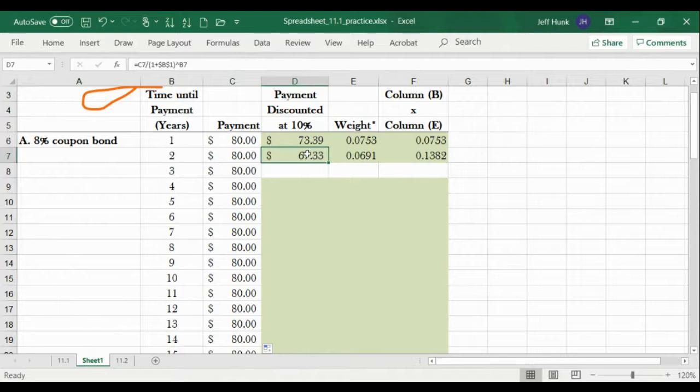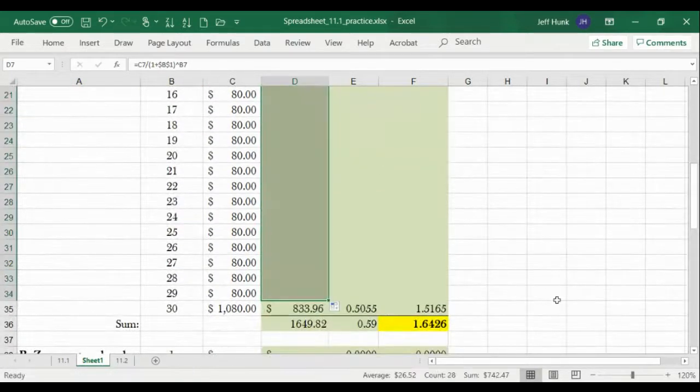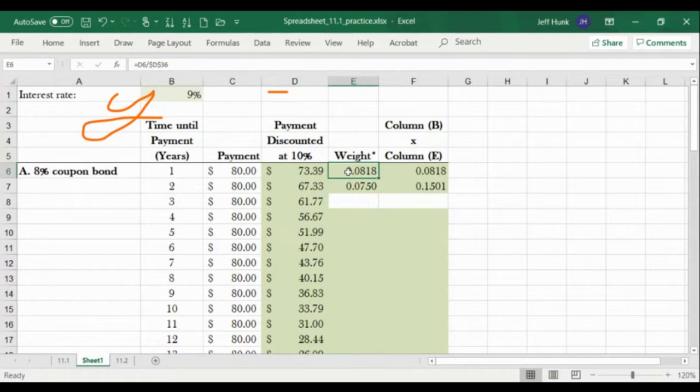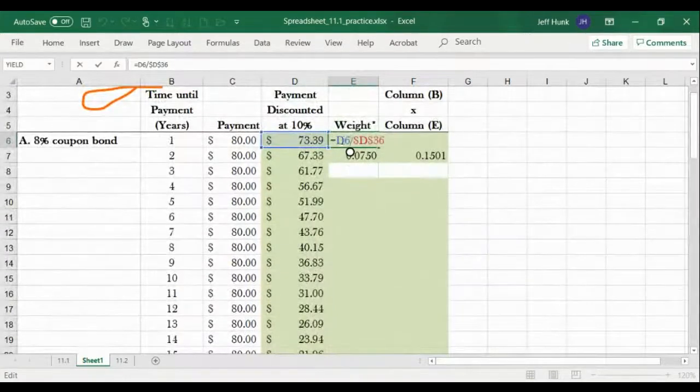Now, what I'm going to do is discount these cash flows, and there you go. And then I'm going to have to drag it down all the way. Okay, there you go. And 833, let me make sure this is pointing to, it cannot be B8, right? It'd be B35, because it's 35. Okay, everything's good. And weight, yeah, D36. Okay, so it's good.